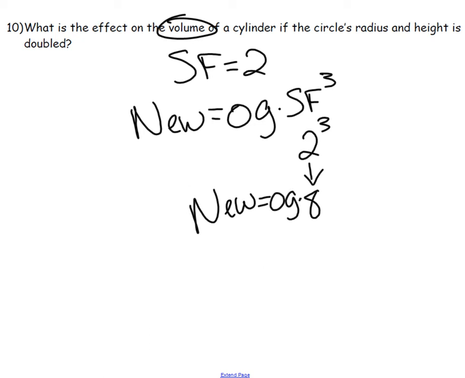Which means the new volume is going to be the original volume times 8. So it's the original times 8, which means that how does our volume change? It goes up times 8. Okay, thank you.